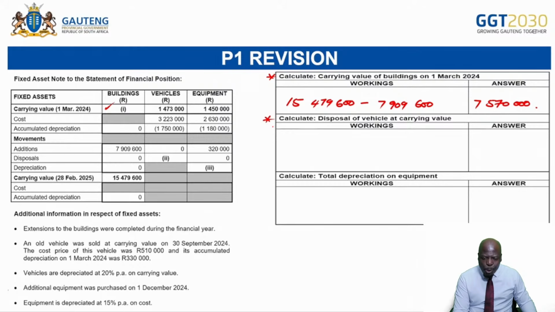Calculate disposal of vehicle at carrying value. So we are told an old vehicle was sold at carrying value on 30 September. The cost price of this vehicle was 510. So remember what we did earlier on. We take the cost, 510, because we want the carrying value of the asset disposed. 510. Then we're going to say accumulated depreciation was 330 minus 330,000. And that would give us our carrying value.